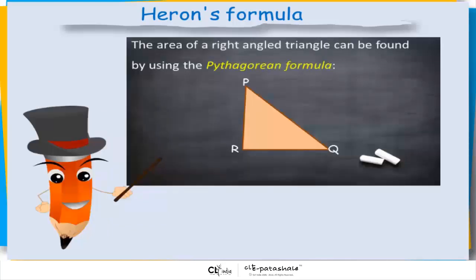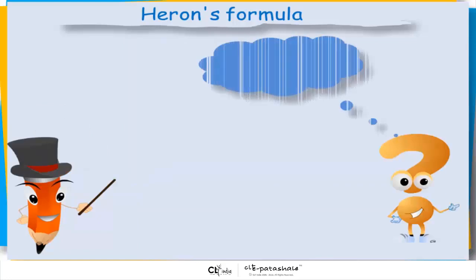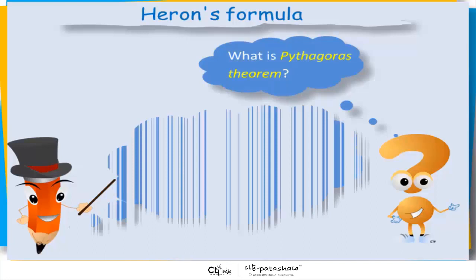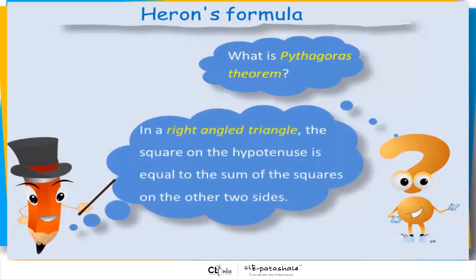The area of a right angle triangle can be found using the Pythagorean formula. In triangle PRQ, PQ square is equal to PR square plus RQ square, as PQ is the hypotenuse. What is Pythagoras' theorem? In a right angle triangle, the square on the hypotenuse is equal to the sum of the squares of the other two sides.